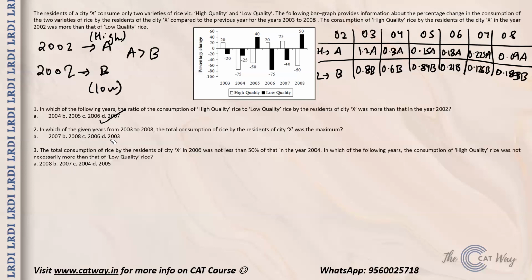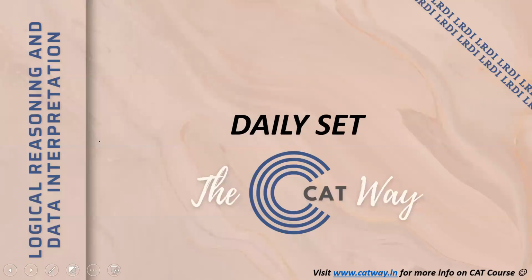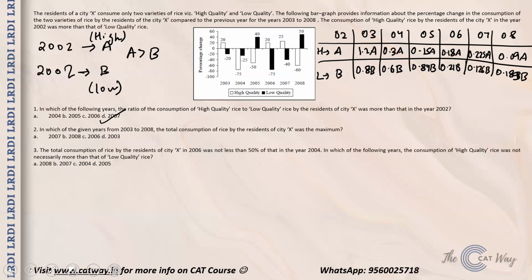And same thing for low quality. If you compare 2003 to 2006, 2007 and 2008, you will find that 2003 is higher. The low quality rice consumption in 2003 is 0.8b, whereas for the others it is 0.21, 0.126, 0.189. So 0.8b is definitely higher. So maximum consumption did happen in 2003, right? So option D will be the right answer.